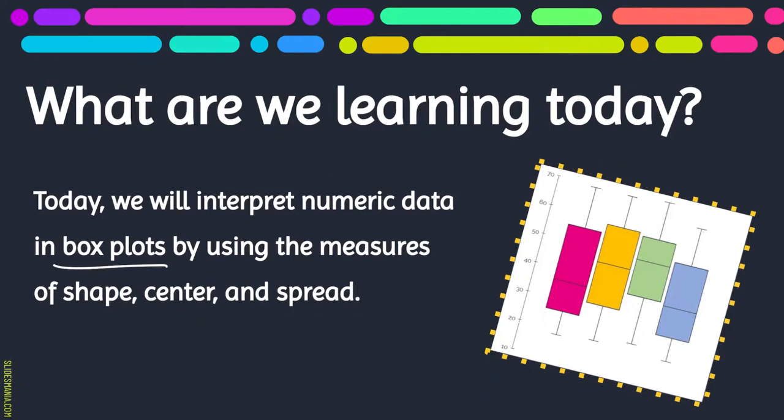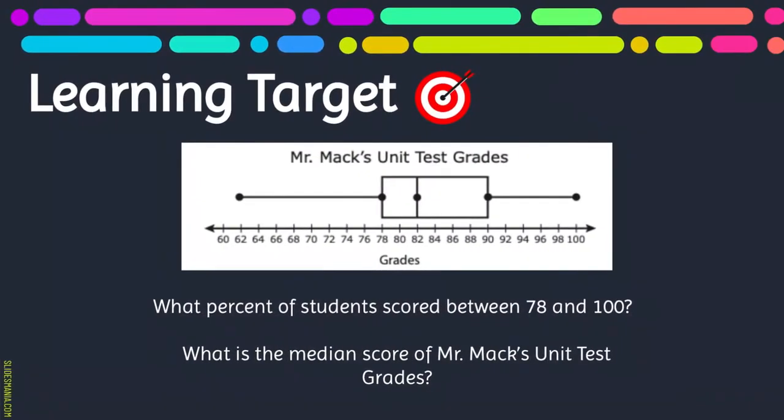So this is important. We'll be looking at box plots, and we'll be interpreting the measures of shape, center, and spread. Remember, shape is what describes the distribution of a graph. Center describes middle points, so that's going to be our mean and our median. And spread talks about how far apart our data points are. So that refers to our range and our interquartile range.